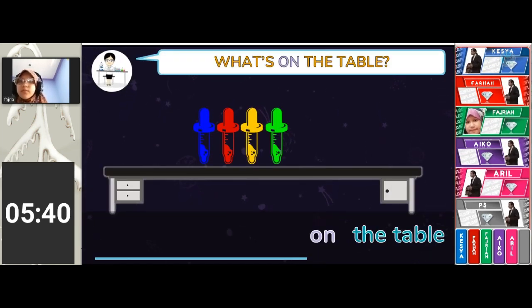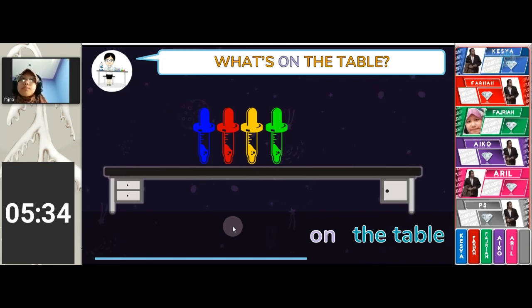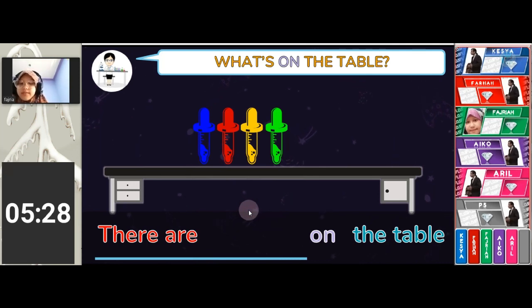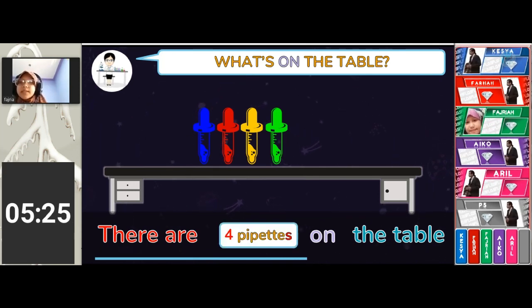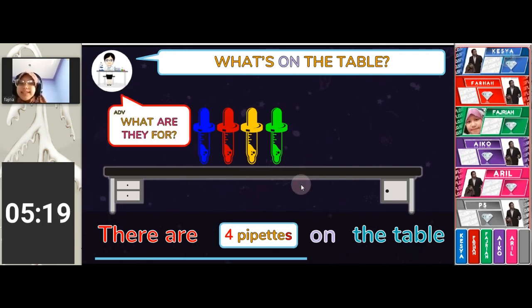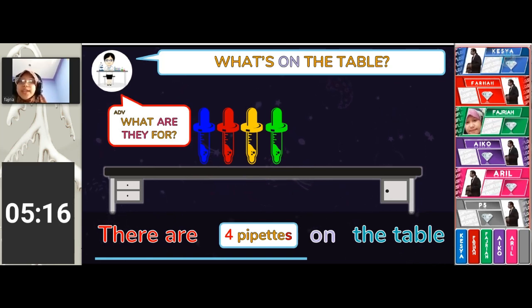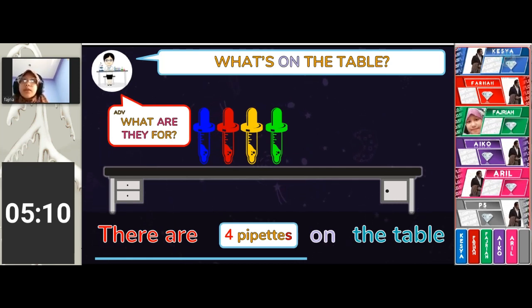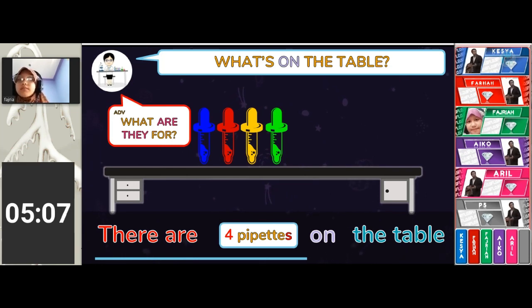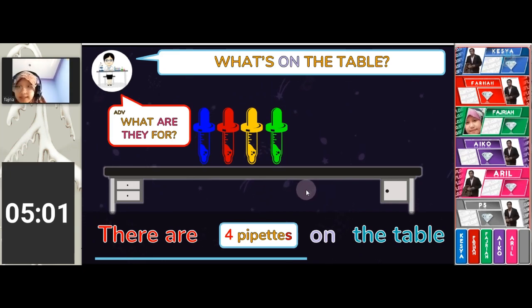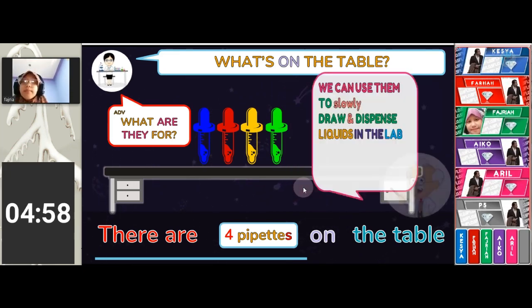Okay. Next. What's on the table? There are four pipettes. Don't say puppet. Puppet is boneka, guys. What are they for? We can use them to slowly draw or dispense liquid in the lab.